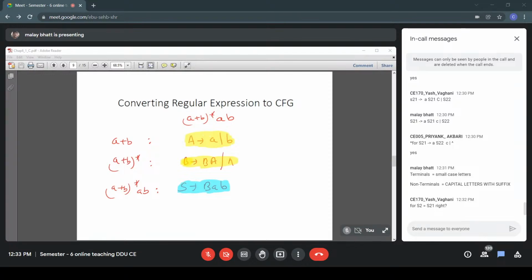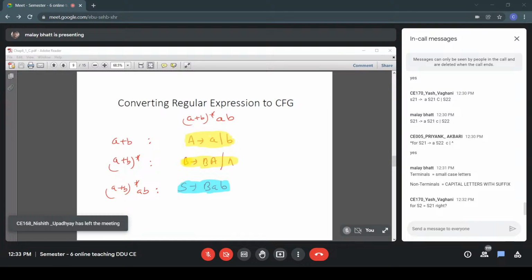So now what does A plus B represent? It indicates A or B. So to consider A or B, we write capital A, which gives us small a or B. So we are writing A plus B. Now we want to write (A plus B) star, because we have only 3 operations in the regular language.